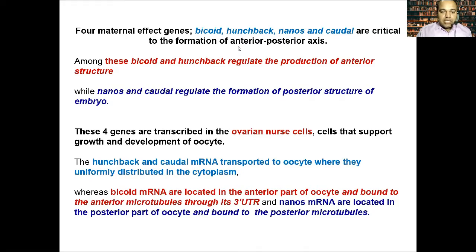of Drosophila melanogaster. Bicoid mRNA is located in the anterior part of the oocyte and bound to the anterior microtubules through its untranslated region. You know that in an mRNA, supposedly this is an mRNA, there is a 5' cap, a cap-like structure called 5' capping. There is a poly-A tail, and then there are certain regions, for example 5' UTR and 3' UTR. The binding of the bicoid mRNA takes place through the 3' UTR.